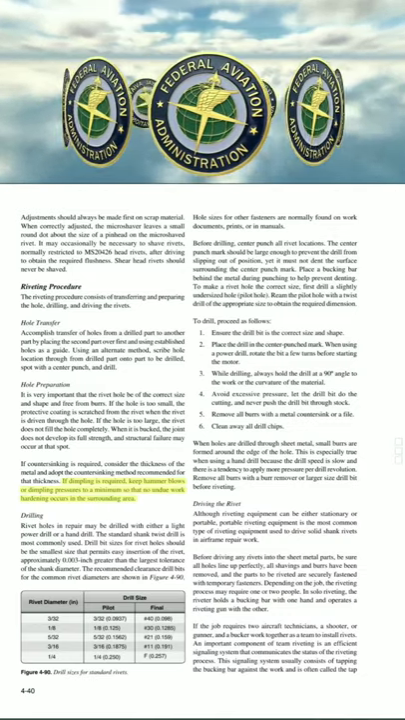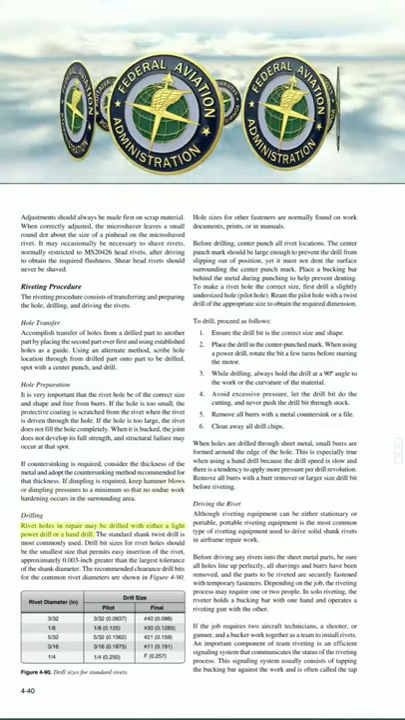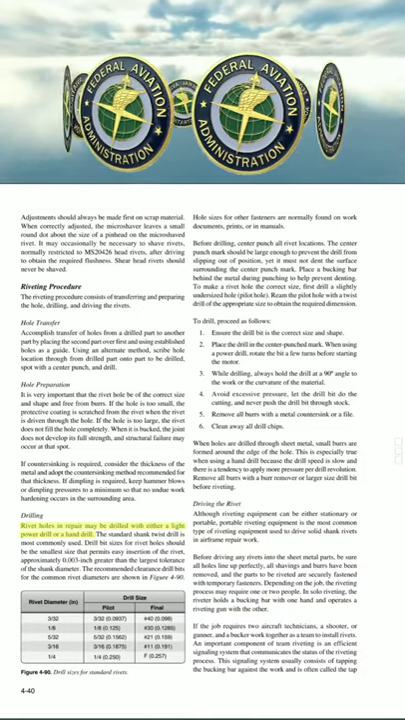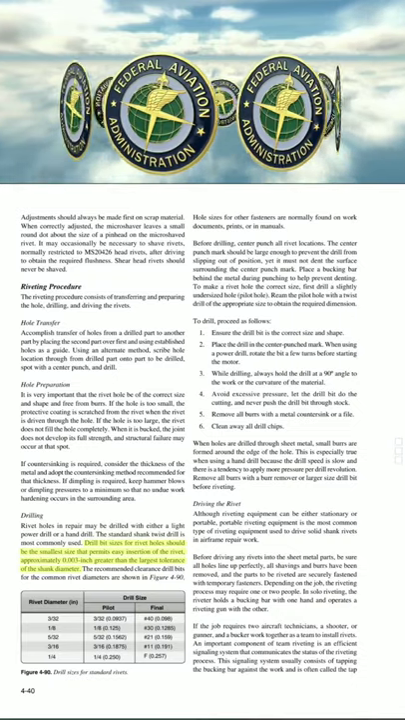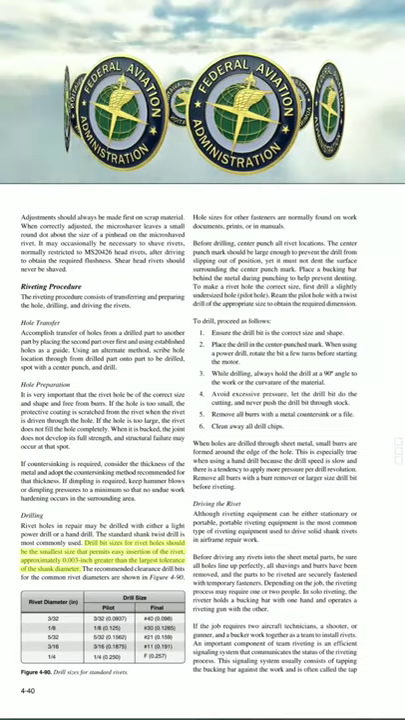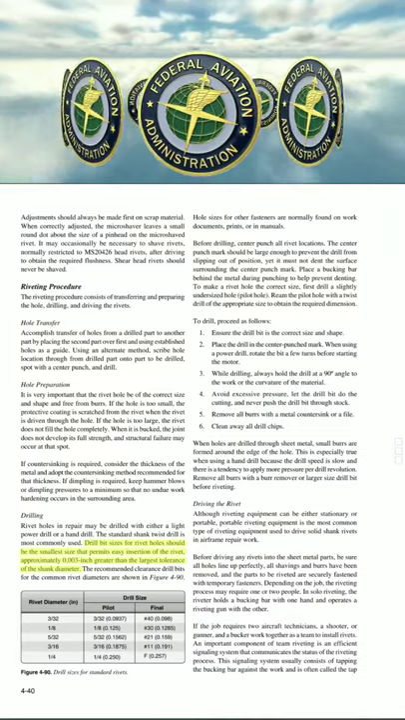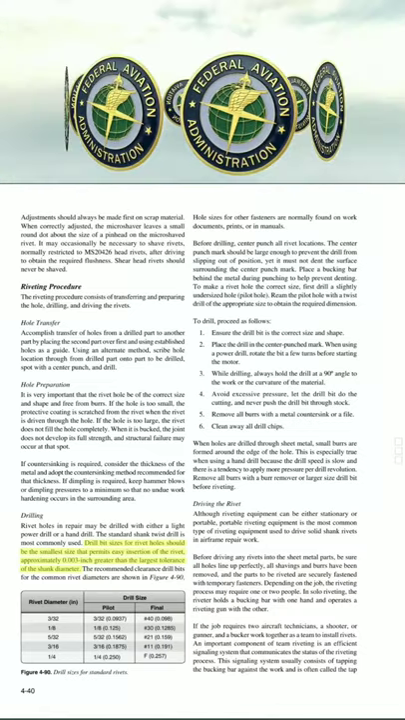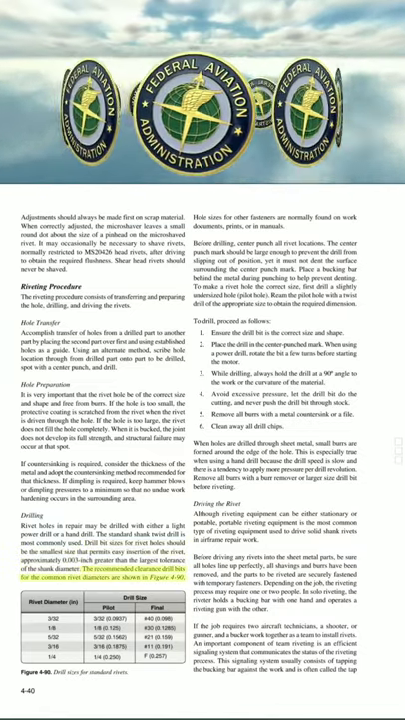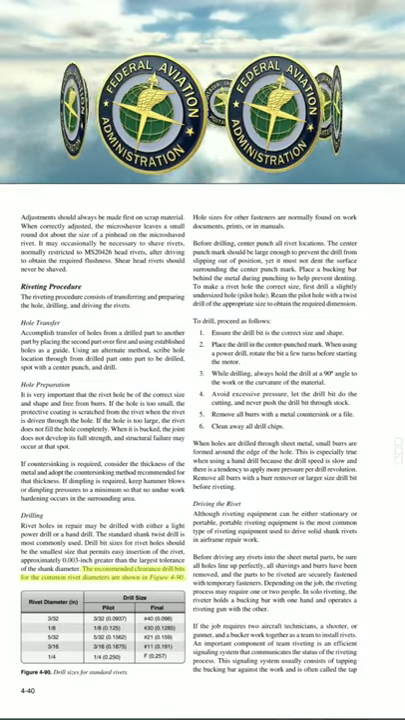Drilling. Rivet holes in repair may be drilled with either a light power drill or a hand drill. The standard shank twist drill is most commonly used. Drill bit sizes for rivet holes should be the smallest size that permits easy insertion of the rivet, approximately 0.003 inch greater than the largest tolerance of the shank diameter. The recommended clearance drill bits for the common rivet diameters are shown in Figure 4-90.